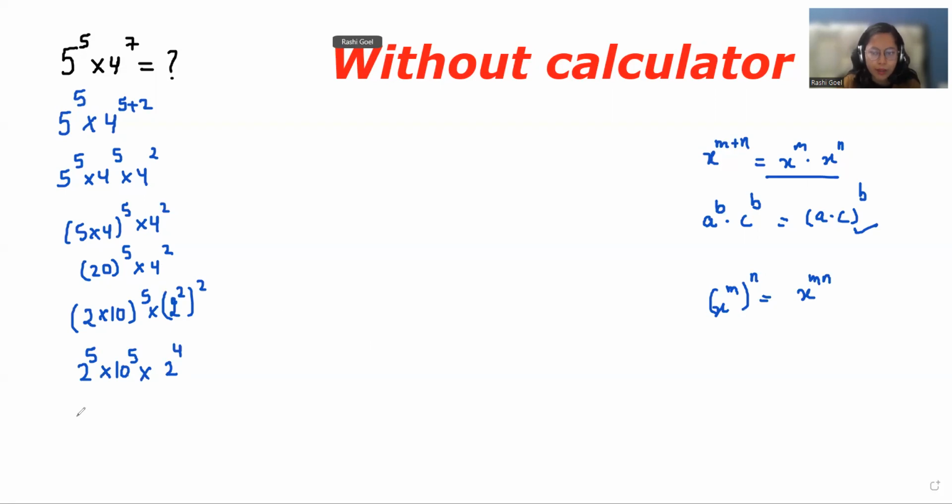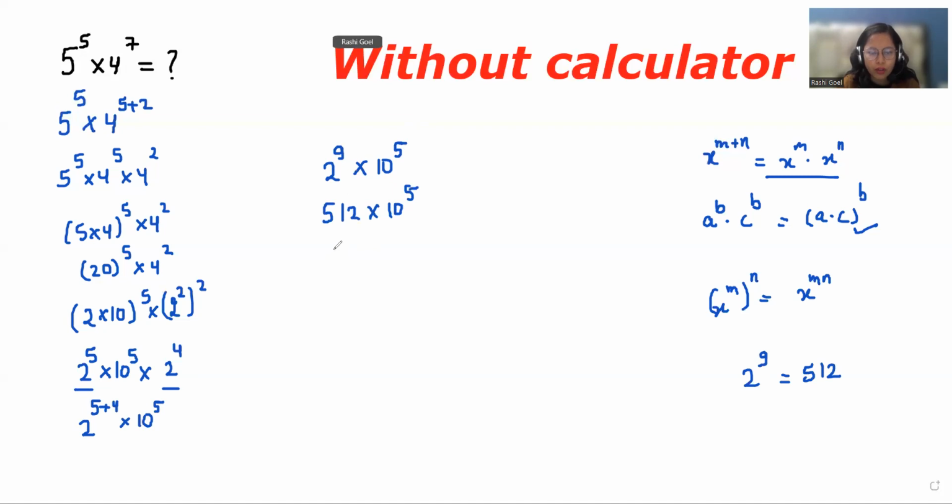Now we are going to use this rule: x power m plus n is equal to x power m times x power n. So we can write it as 2 power 5 plus 4 times 10 power 5. That is 2 power 9 times 10 power 5. As we know, 2 power 9 is equal to 512. So 512 times 10 power 5, or in scientific notation, you can write it as 5.12 into 10 to the power 7.